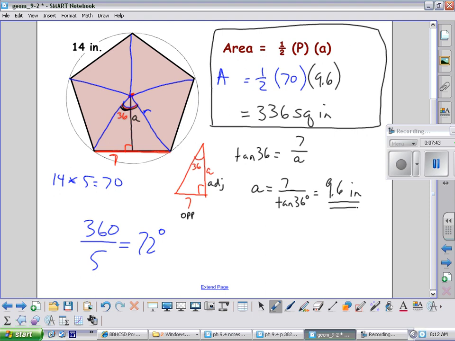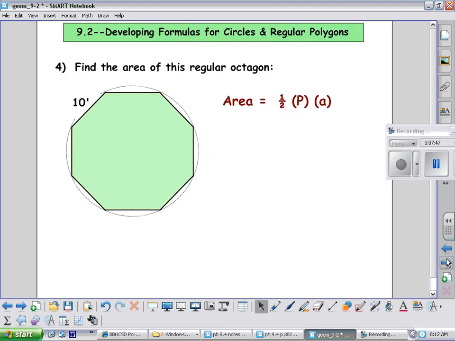Okay? Let's try that again. Let's go with a different figure here. Regular octagon. So I need to know, first of all, again, it's regular. Octagon is 8. So now we're chopping this up into 8 equal parts. So I need 360 divided by 8, and I get 45. So now I get 22.5 for this angle right here. Half of the 45. 45 divided by 2.